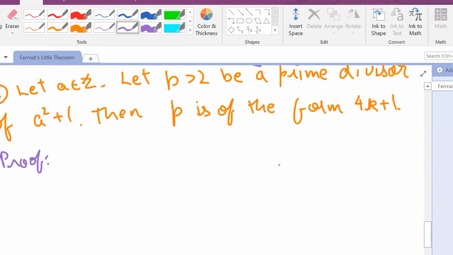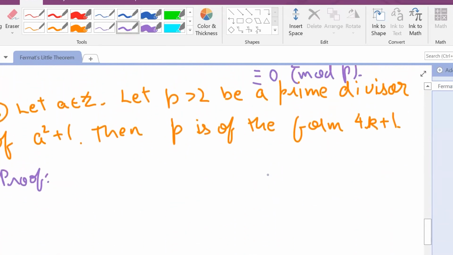Now, this is one of the more interesting applications. This theorem, or this statement that we are going to prove right now, might in itself seem very arbitrary, but rather it is a statement which can be used to prove something extremely powerful. So, suppose that a is an integer, and that p greater than 2 is a prime divisor of a square plus 1. Then p is of the form 4k plus 1.